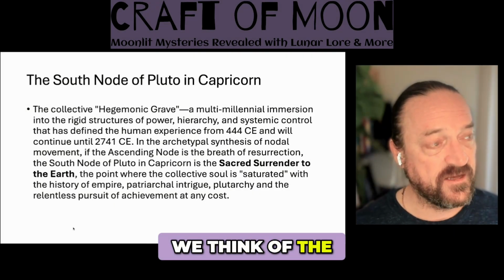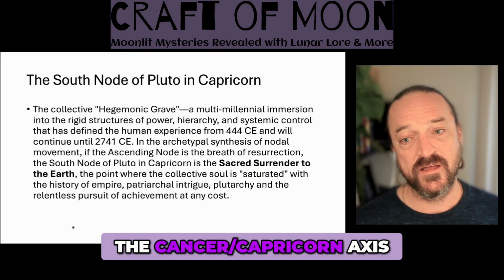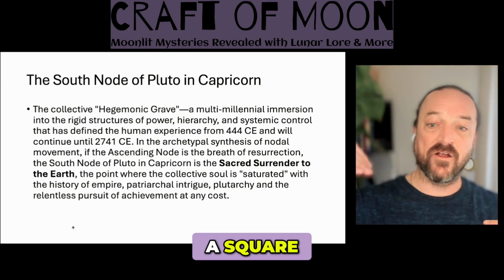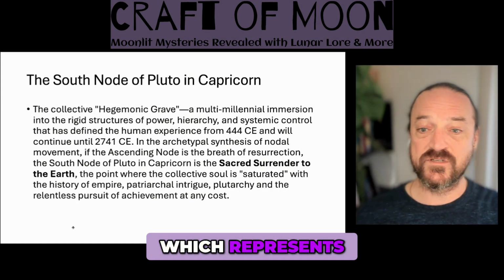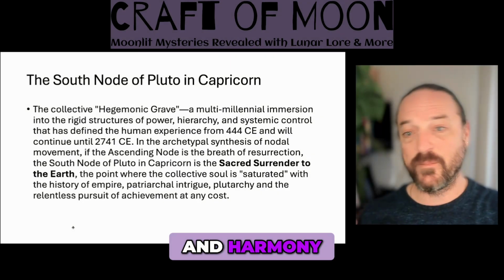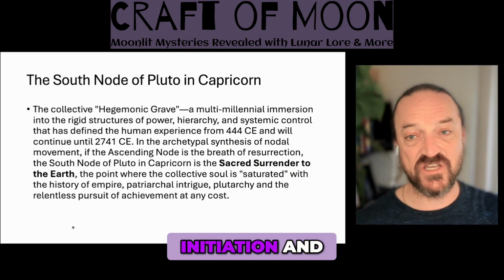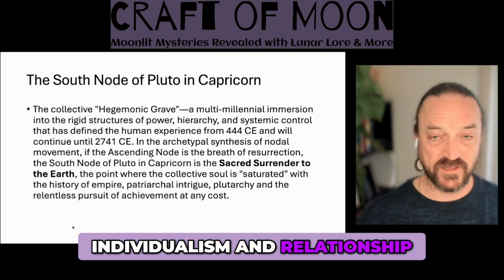Right? When we think of the Cancer Capricorn axis, that is in a square to the Aries Libra axis, right? Which represents freedom and harmony, freedom and equality, freedom and balance, initiation and cooperation, individualism and relationship.